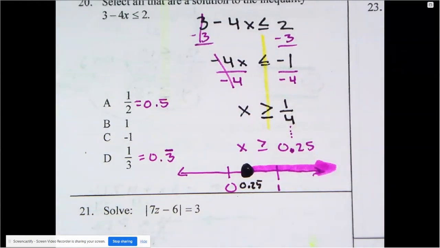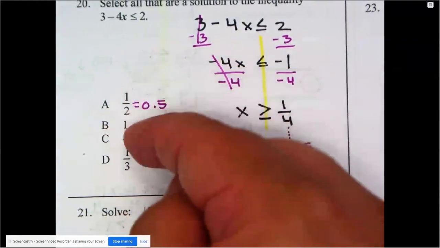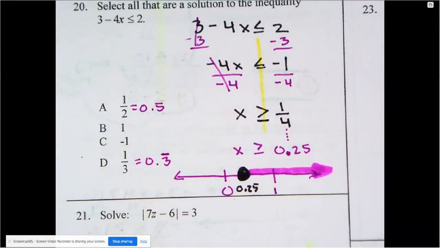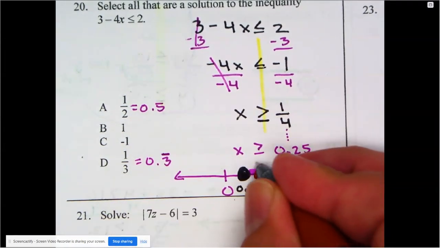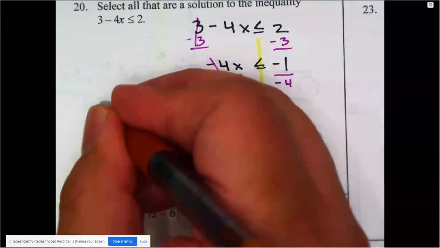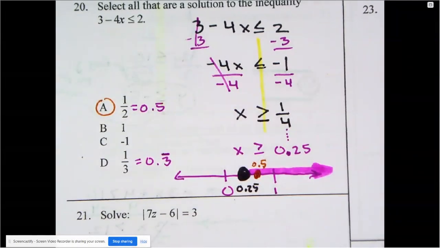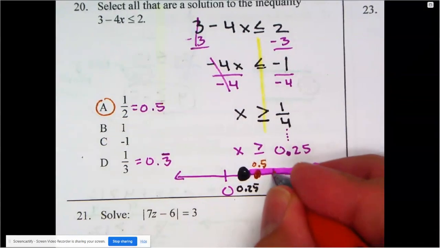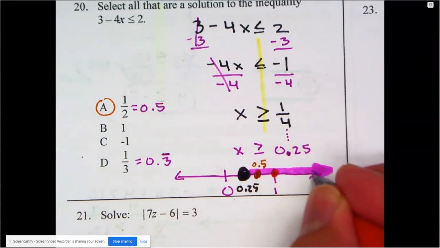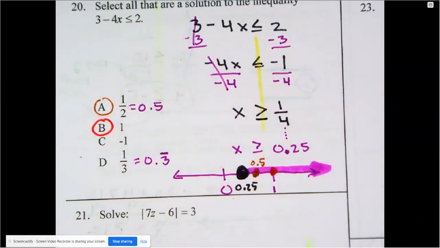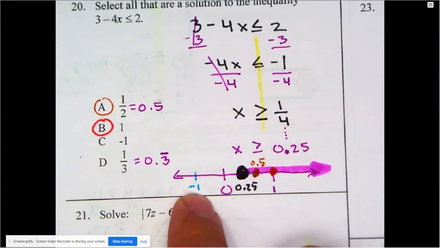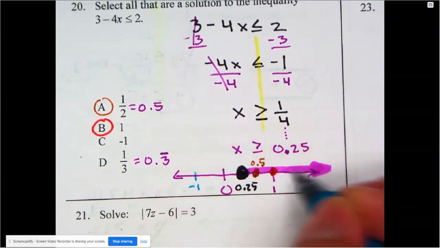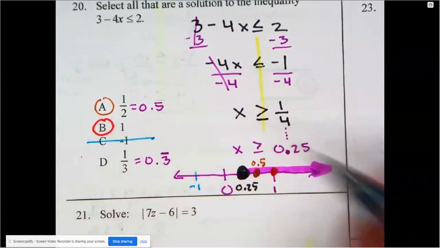So they want to know which one of these is an answer on this problem. All right. First of all, 0.5. That would be right there. So yes, that is an answer. The next one they want me to check is the number 1. Well, yeah, there's the number 1 right there. The number 1 is in the shaded region. Then that is an answer. The next one they want me to check is -1. -1 is over here. That makes no sense. That's not even in the shaded region. That should be thrown out.